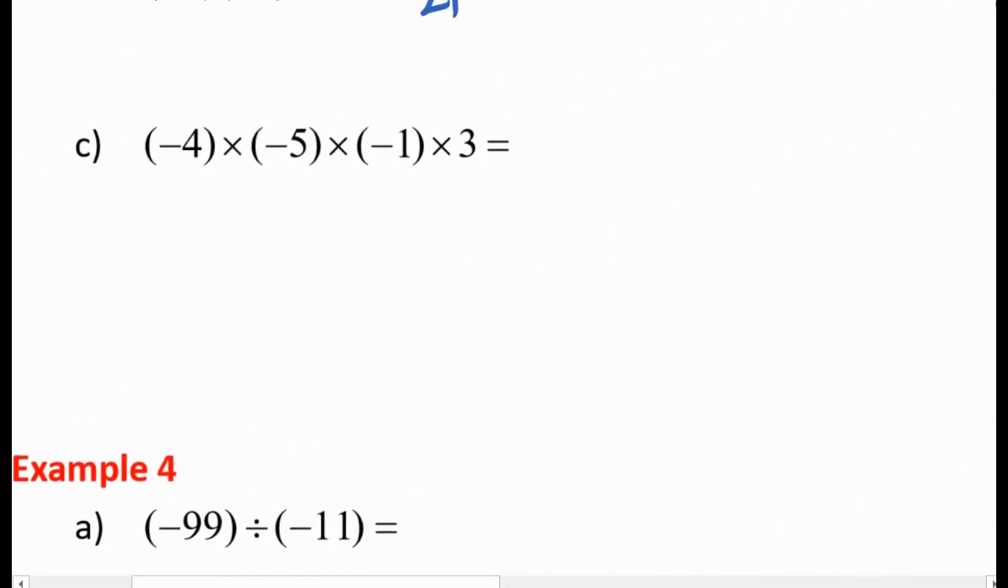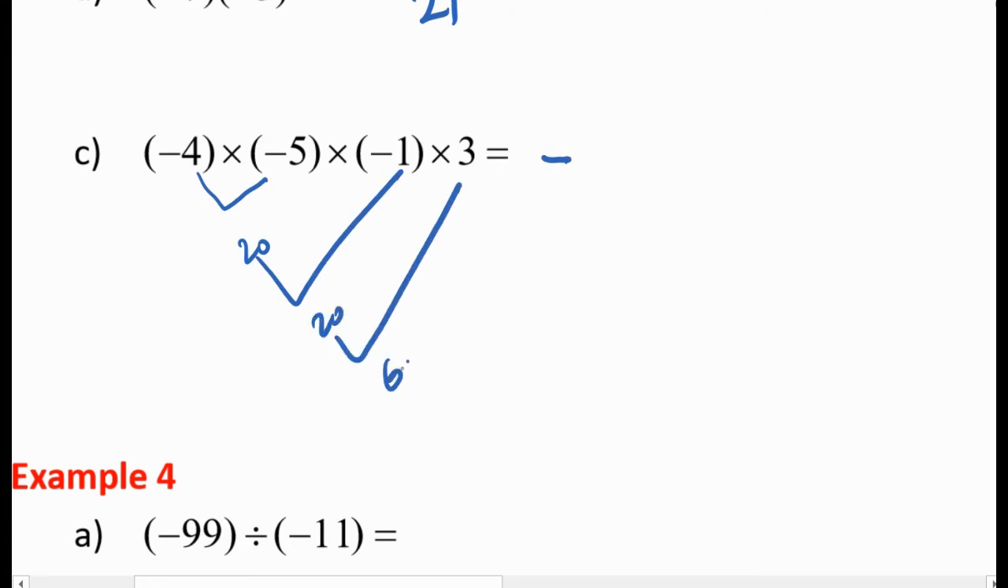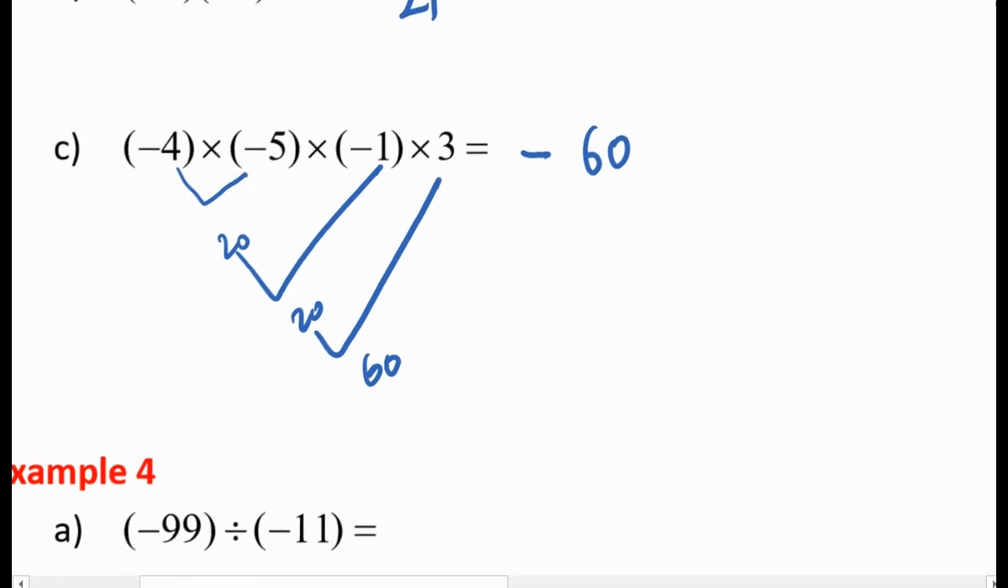Okay, next. How many negative signs do you see? 3. Is that an odd number or even number? That's an odd number. So the sign should be negative. 4 times 5, 20. 20 times 1, 20. 20 times 3, 60. So the answer is negative 60. Okay?